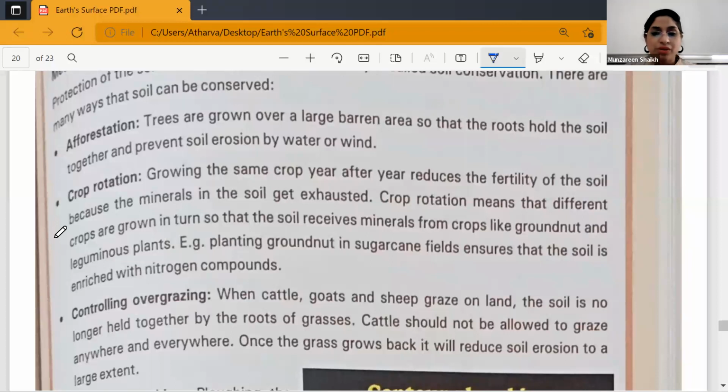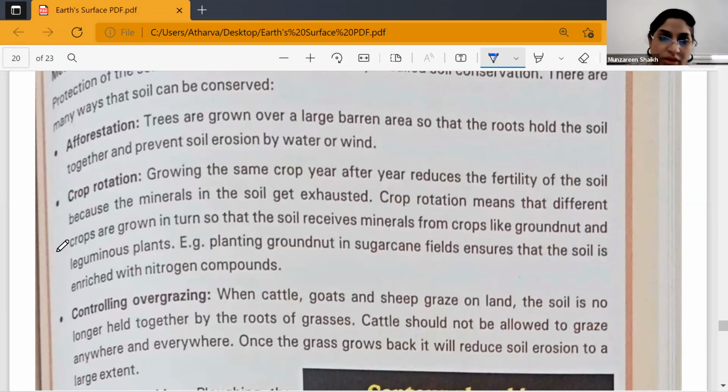So crop rotation means here the farmer makes sure that crops are grown in different turns. Not one crop is grown throughout the year. Why? If the farmer uses different crops throughout the year, it will maintain the fertility of the soil, correct, and it will prevent soil erosion.